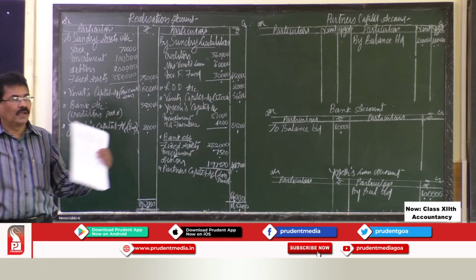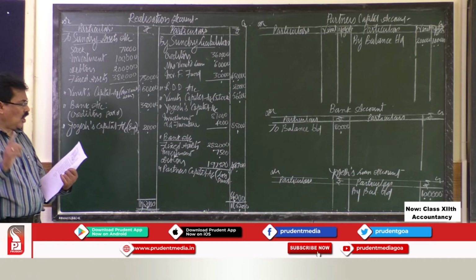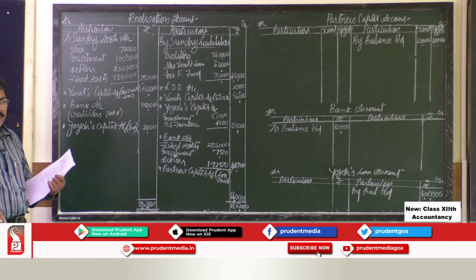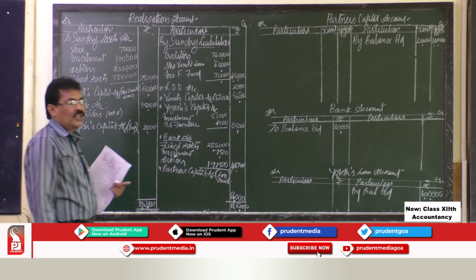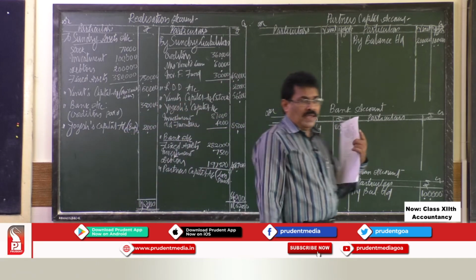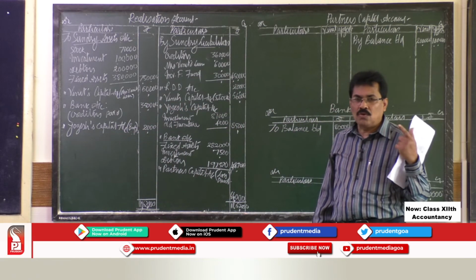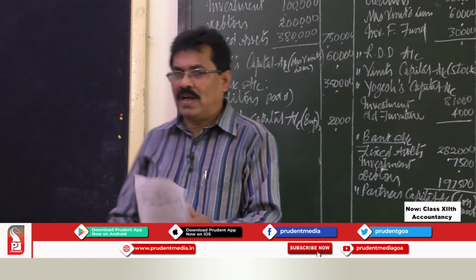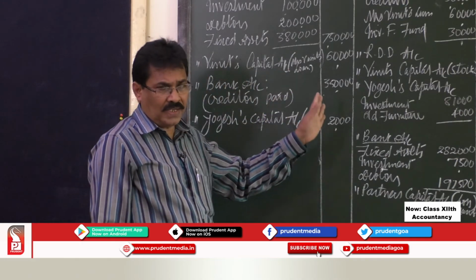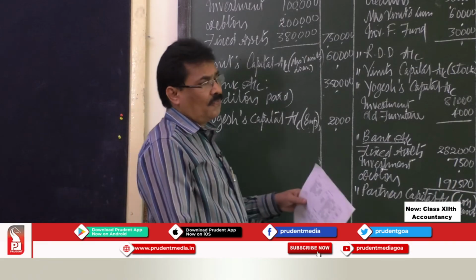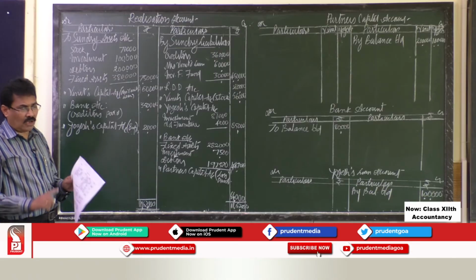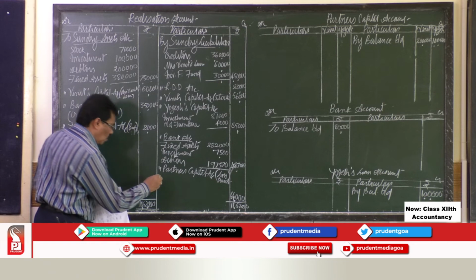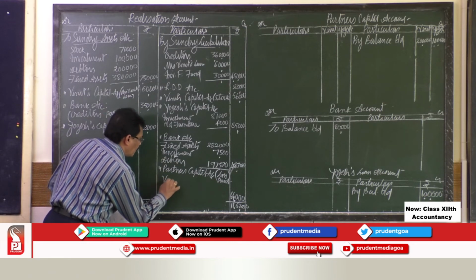their profit sharing ratio. In the problem it says, following is the balance sheet of Vineet and Yogesh as at 31st March 2020, but the profit sharing ratio is not given here. When the profit sharing ratio is not given in the problem, you have to make use of the rules applicable in the absence of partnership deed. So, what is the rule applicable in the absence of partnership deed? When there is no profit sharing ratio, that profit or loss is to be distributed among the partners in the equal ratio.